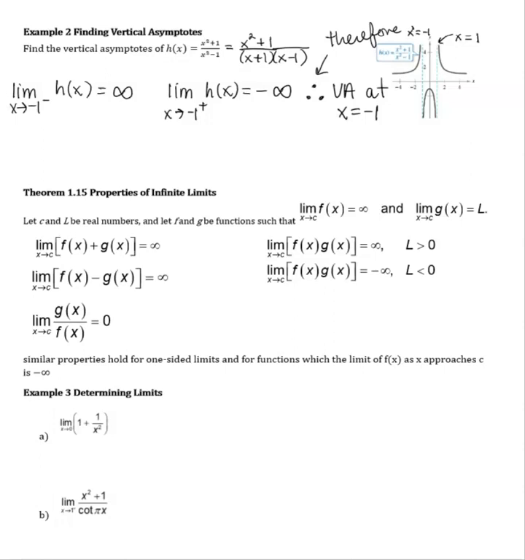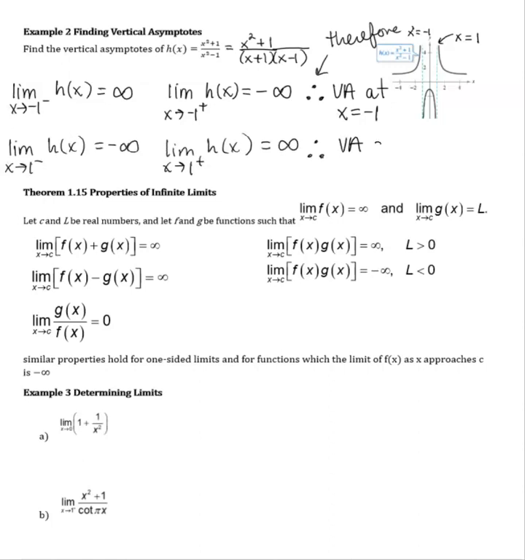Now let's show that we have a vertical asymptote at x is equal to 1. To do that, we need to consider the limit as x approaches 1 from the left of this function and the limit as x approaches 1 from the right of this function. As we approach 1 from the left, our limit is negative infinity. And as we approach 1 from the right, our limit is positive infinity. Because both the left and the right side limits were positive or negative infinity, we have a vertical asymptote at x is equal to 1.